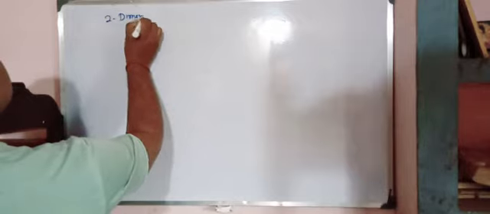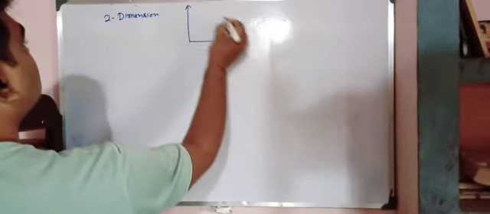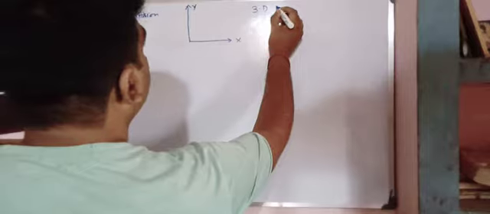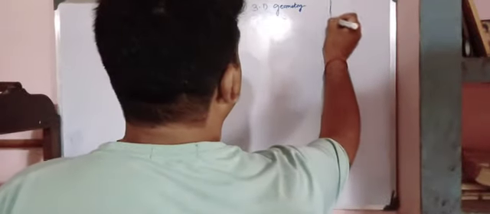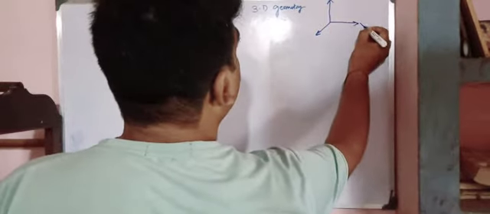Three-dimensional geometry. We are already familiar with two-dimensional geometry. Two-dimensional means there will be two axes, x, y. Now three dimension or 3D geometry means three axes. That is x, y, z. X, y, z axis. Understood that?